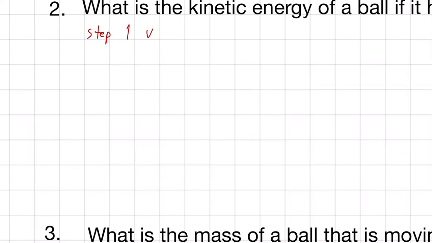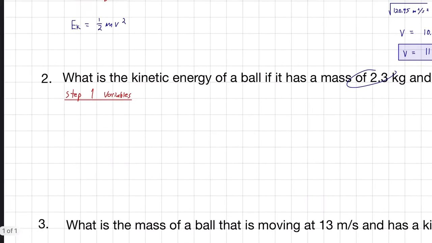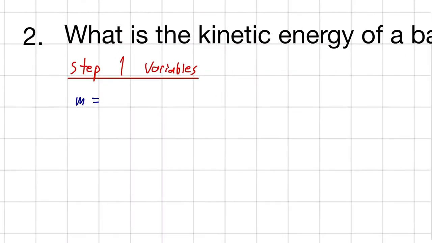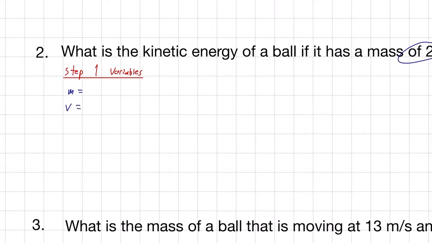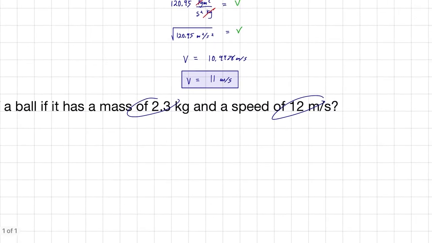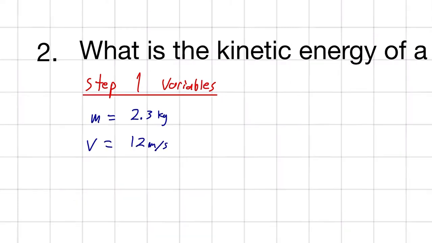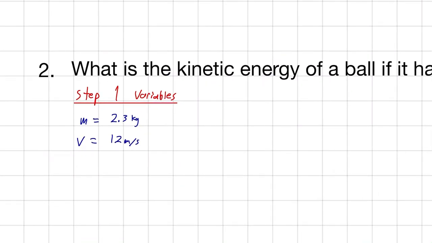is to establish our variables. So looking at the question, we have a mass and we have a speed. So let's write these out. Mass is equal to, V is equal to. So mass is 2.3 kilograms. And V is equal to 12 meters per second. Then our unknown, what is the kinetic energy? Well, kinetic energy is our unknown.